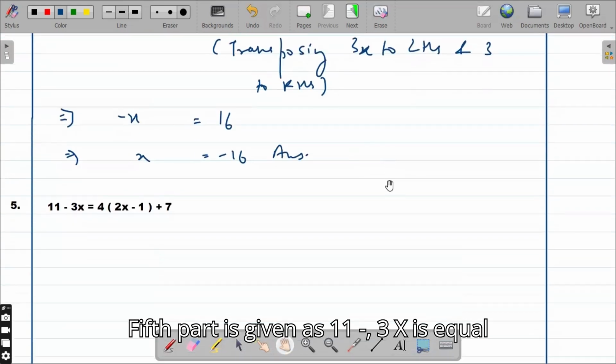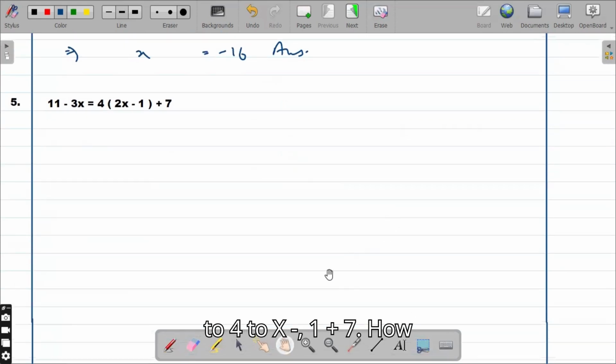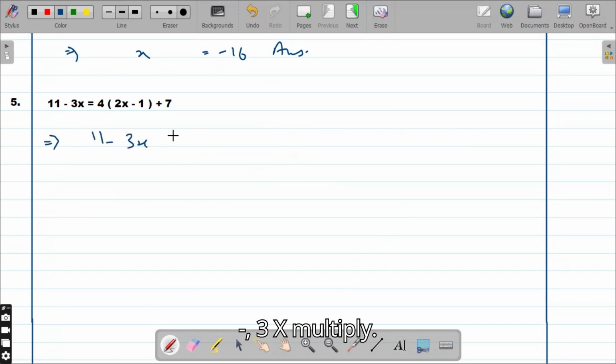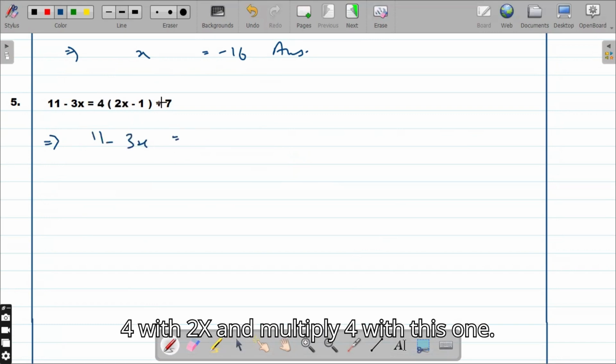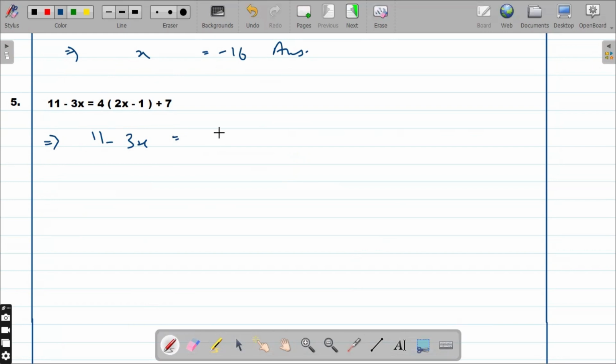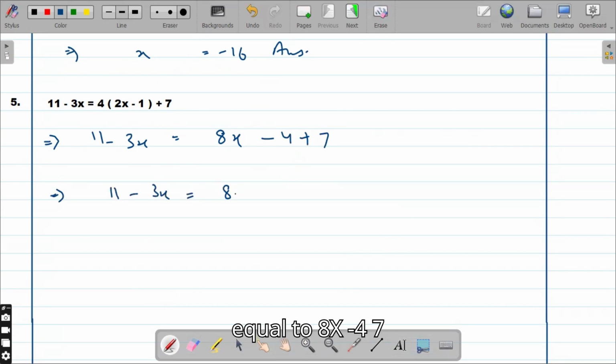Let's move further to the fifth part. Fifth part is given as 11 minus 3x is equal to 4 within the bracket 2x minus 1 plus 7. How to do it? 11 minus 3x, multiply 4 with 2x and multiply 4 with this 1. So it will become 4 into 2x, 4 into 2 equal to 8x, minus 4 plus 7. In our next step, 11 minus 3x equal to 8x minus 4 plus 7 will become plus 3.